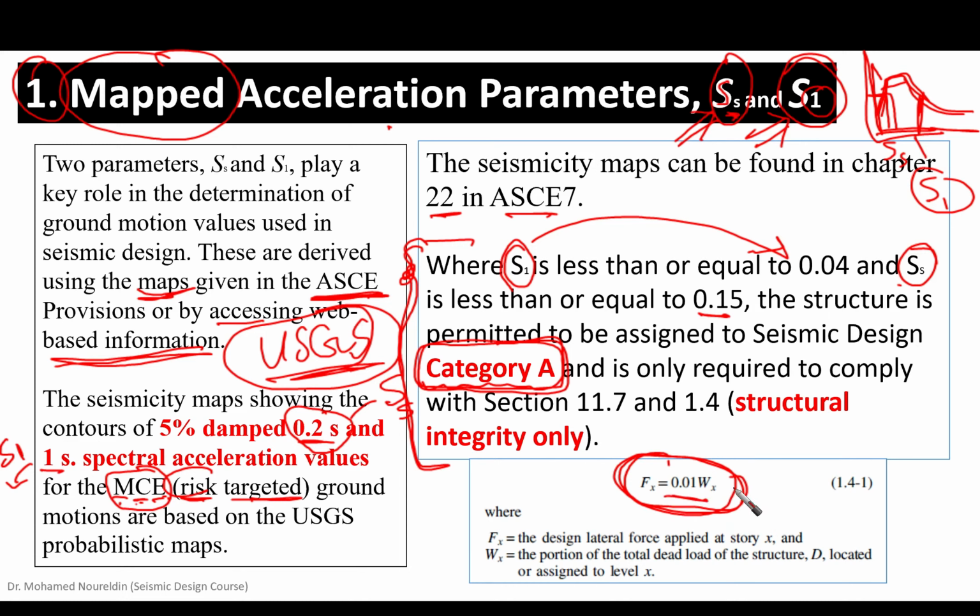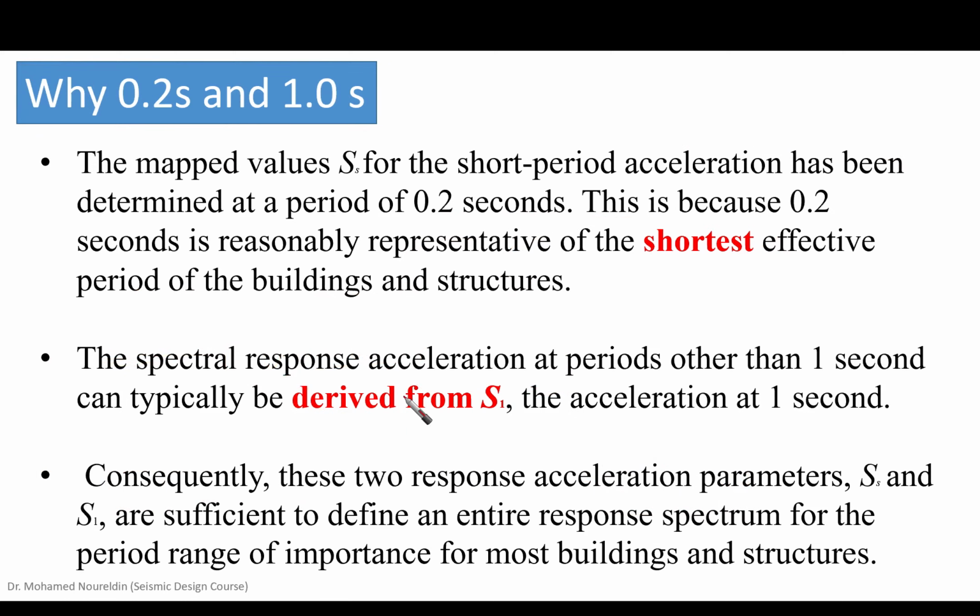We are not going into the details of the seismic loading and seismic force distribution and so forth. So this means that if our S sub 1 and S sub S are very small, our structure is not going to be designed for seismic loads only. It is going to take a small portion, like 1% of the weight of the building. That's it, and we can design the structure for it. Now, let's go to the next point.